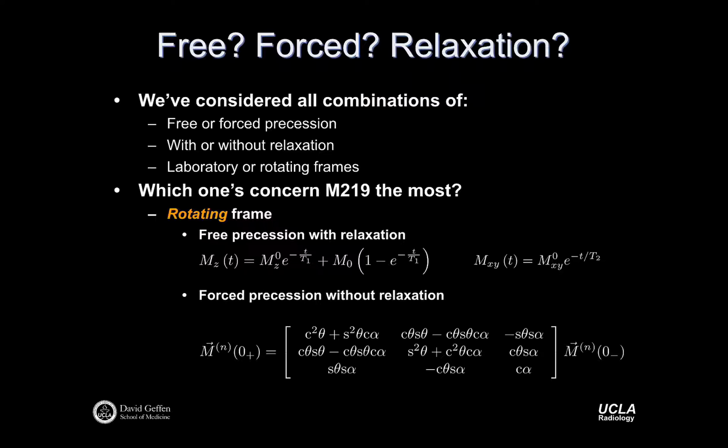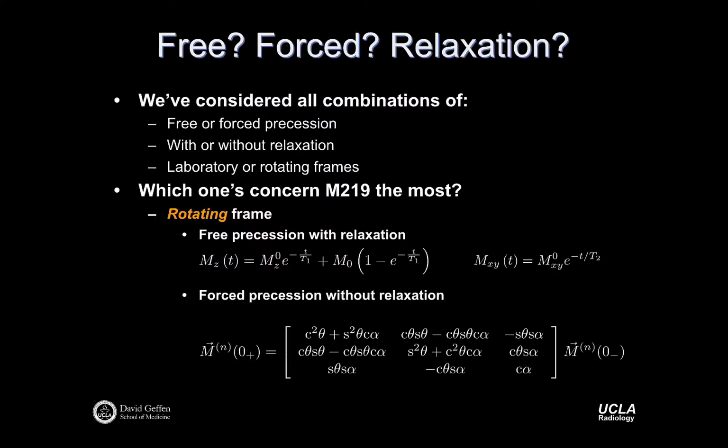We talked about this briefly before, but I'll just remind you again. We've thought about free precession, forced precession, the laboratory frame, the rotating frame, and relaxation, and all these things. It's good to work through those different examples and understand the mathematics of those things. As it pertains to the rest of the class, we really only care about two particular cases. One is we're going to work just in the rotating frame. So probably starting today, I'm a little less careful about my primes, just because it's a little bit easier to work that way. And so the first thing we care about is free precession with relaxation.